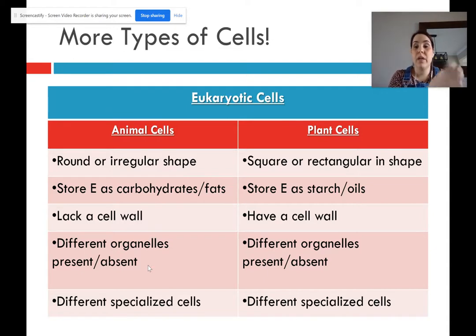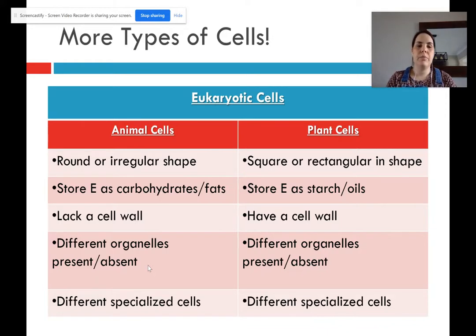Animal cells are often round or irregular in shape. A lot of times we'll call them fried egg cells because they kind of look like a fried egg, like it's either round or kind of lumpy in shape. They store energy as carbohydrates or fats. So for example, humans, we know that if we have extra energy, we store it in our body as fat.